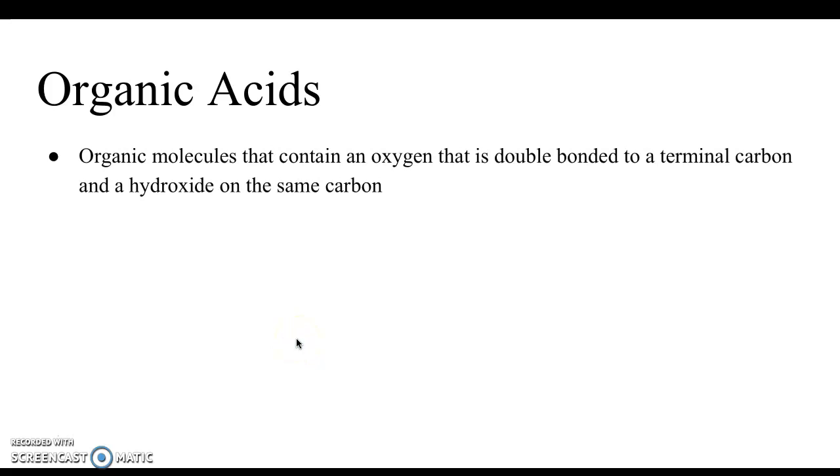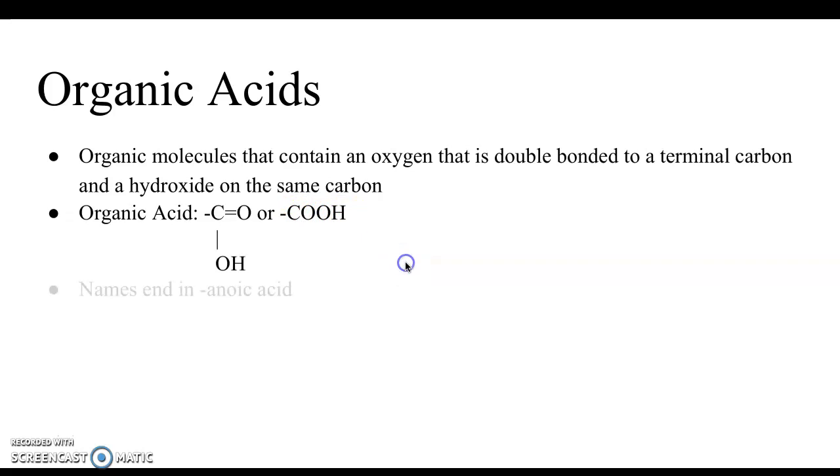Organic molecules that contain an oxygen that is double bonded to the terminal carbon with a hydroxide, so that COOH or COO is our organic acid. Hopefully you remember this, COOH. Names will end in "oic acid", for example, ethanoic acid. And again, this is any acid that ends with COOH. So you're looking for a carbon and hydrogen-based molecule that has the COOH ending, or a C double bond OH at the end of the drawing.